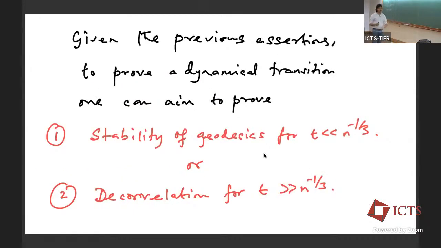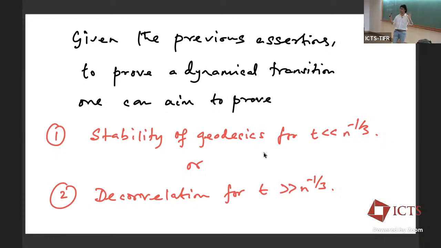Okay, so if you now want to prove a phase transition at time n to the minus 1/3, which is the time that keeps popping up, you have to prove one of these two things. You either prove that for t small, the geodesic stays the same, or you prove that for t large, the correlation decays, right? Because we've already shown that for t large, the geodesics are different, and for t small, the correlation is large. So you have to prove one of these two things to at least prove some transition happening at n to the minus 1/3.